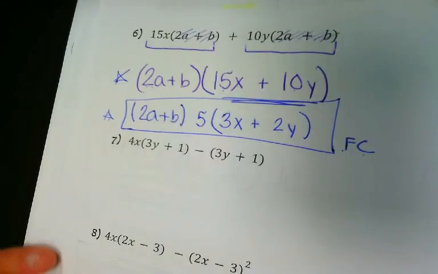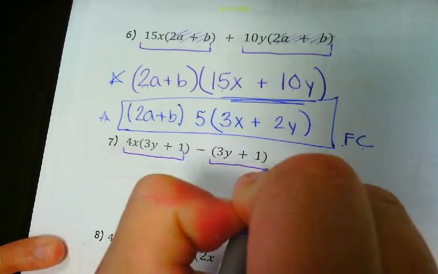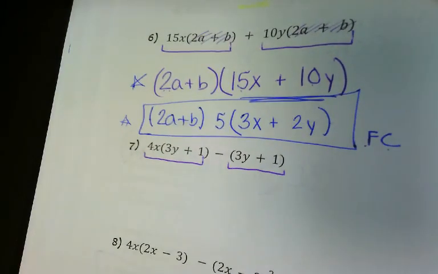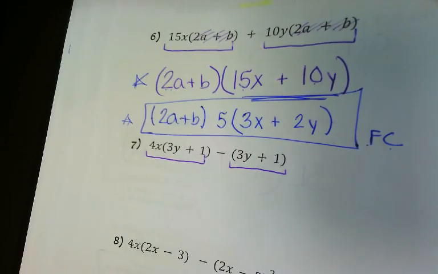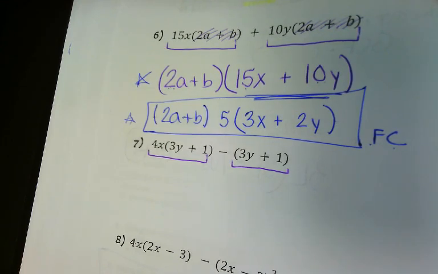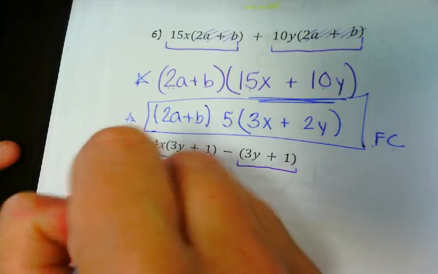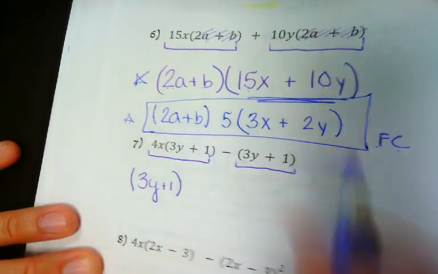All right, go ahead and try 7. And again, before the plus or minus, after the plus or minus, pull out the binomial GCF. Brayden, what are you pulling out? Perfect. 3y plus 1. Okay.